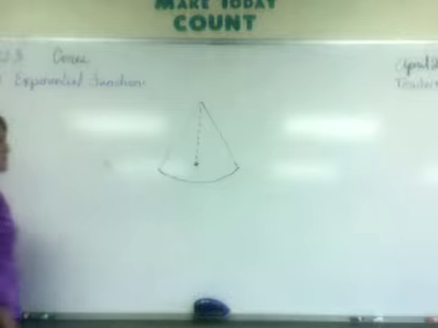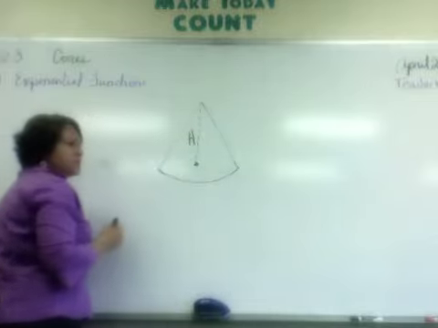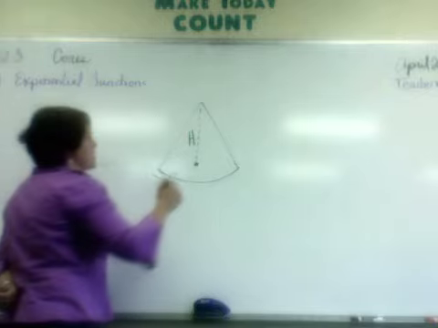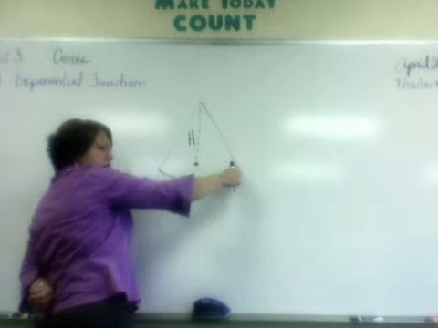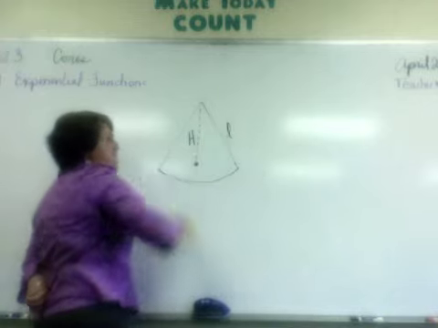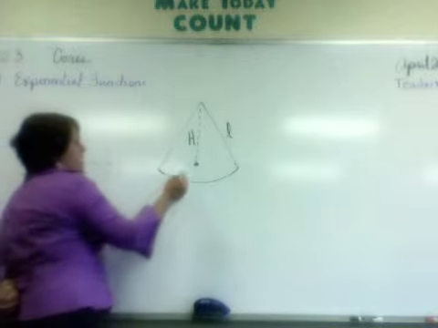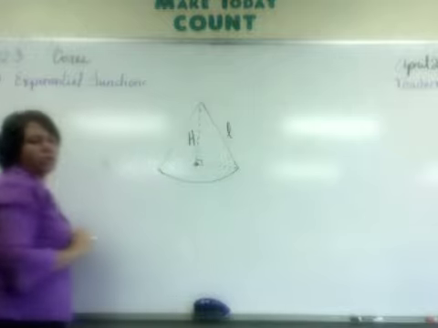Right. So let me ask you something. If this is the height of the cone, what is this called from the tip to the outer edge? The slant height. It's not an edge, okay? It's the slant height. What could I find by creating a right triangle? I could find the radius of the circle.